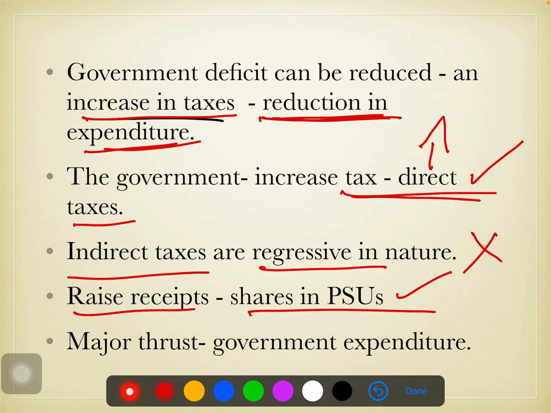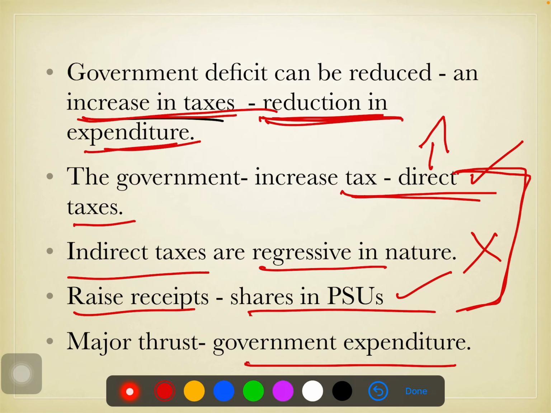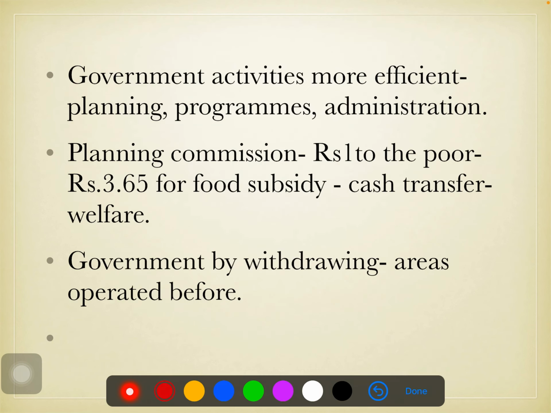Other than that, the major thrust has been towards a reduction in government expenditure. Raising the receipts is one of the tasks, and at the same time we can reduce the government expenditure. Increasing the tax, and in that all three come. On the other side, reducing the expenditure is one of the major things we can do to reduce the expenditure of the economy.